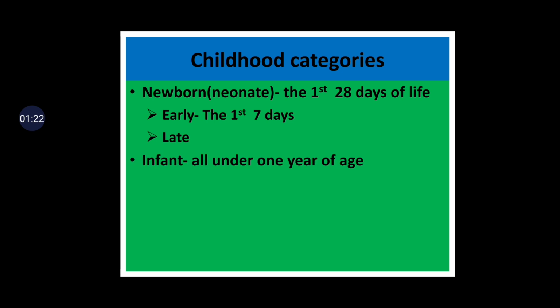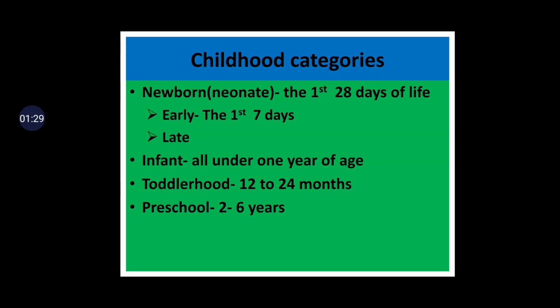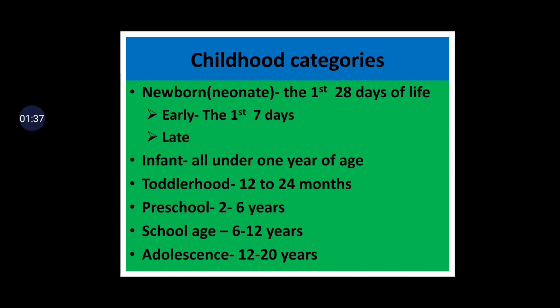Infant includes those under 1 year of age. Toddlerhood, those between 12 to 24 months of life. Preschool or early childhood, those between 2 to 6 years of life. School age or middle childhood includes those between 6 to 12 years of life. Adolescence or late childhood includes those between 12 to 20 years of life. And again, it is classified into early, middle, and late adolescence.